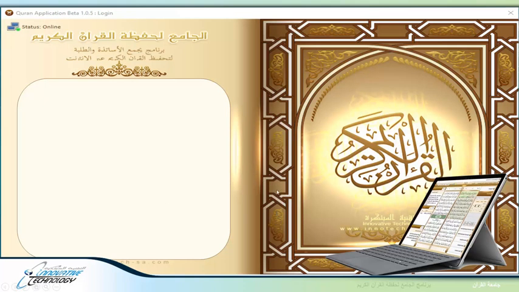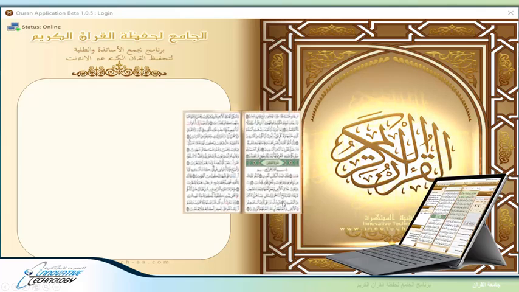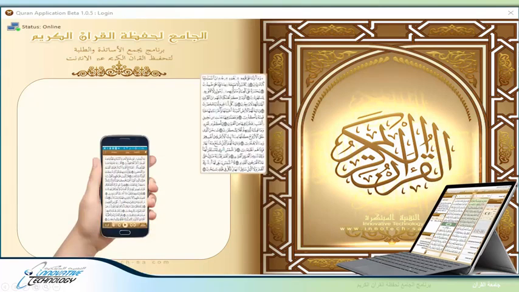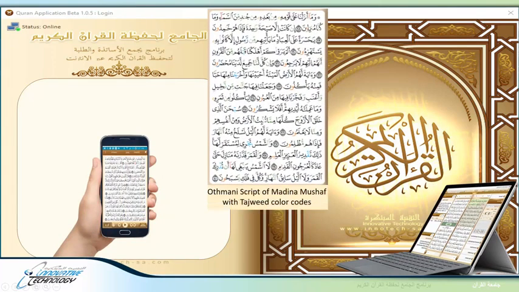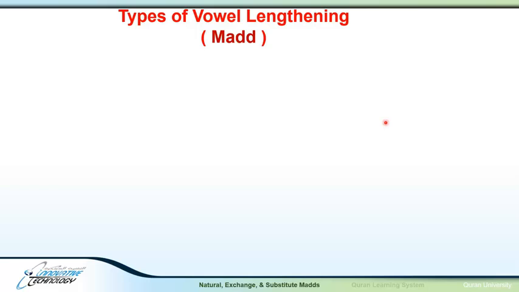In our Quran learning management system, whether we're using the desktop version or the mobile version, in both cases we use the Ottoman script of Medina Mus'haf with Tajweed color codes. But before we proceed with today's lesson, let's revise what we have learned in the previous introduction to med about the different types of vowel lengthening, different types of med.